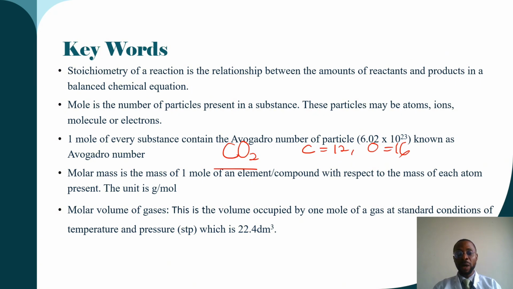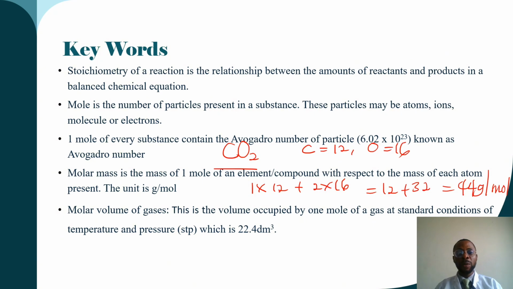So there I have 1 carbon, so that would be 1 multiplied by 12, plus I have 2 oxygens, so that would be 2 multiplied by 16, and that will give me 12 plus 32, and that will result to 44. And the unit for molar mass is gram per mole. That is the mass for 1 mole of a substance.